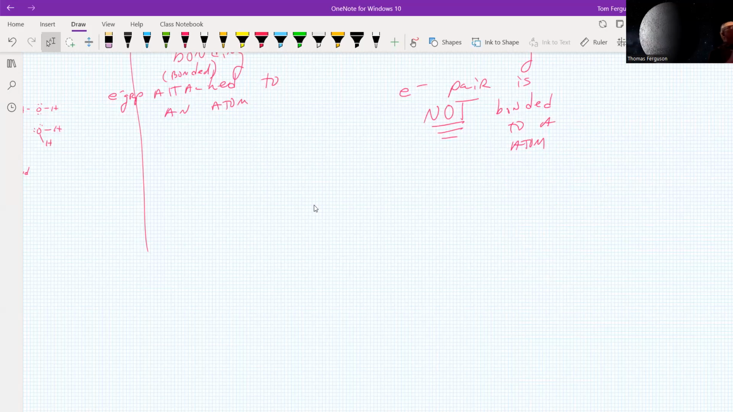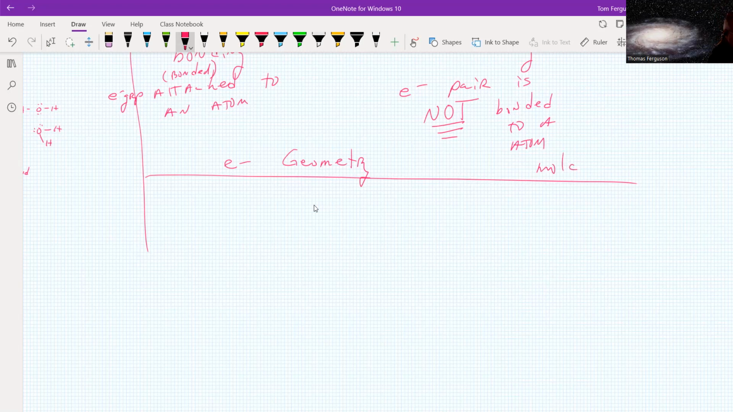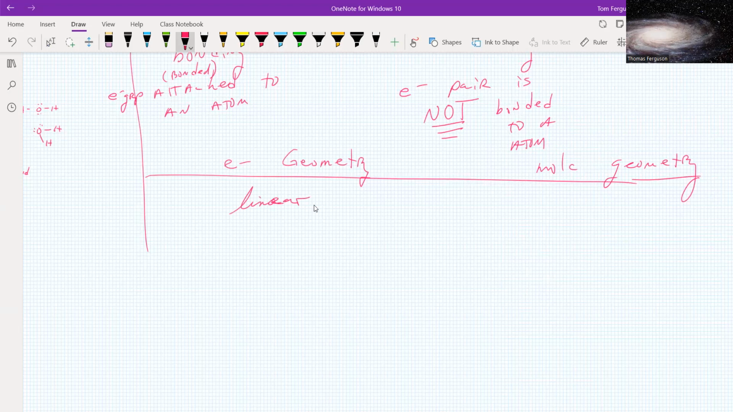So if we have electronic geometry of linear, then the molecular geometry is also linear. Okay, so that's an easy one. Linear, linear.